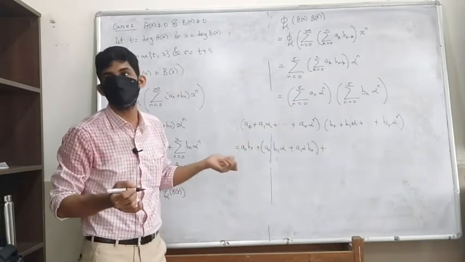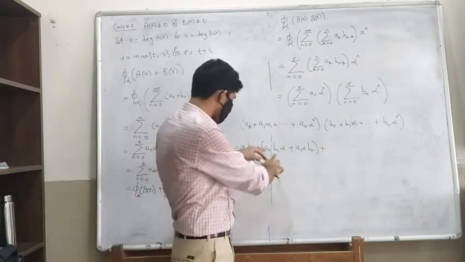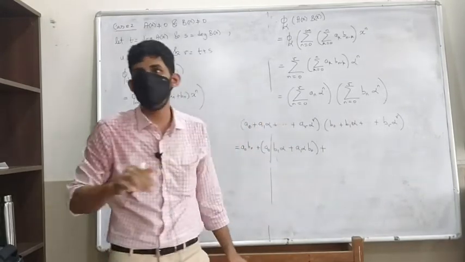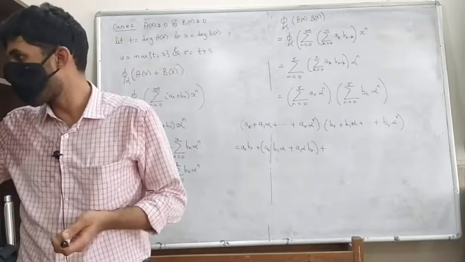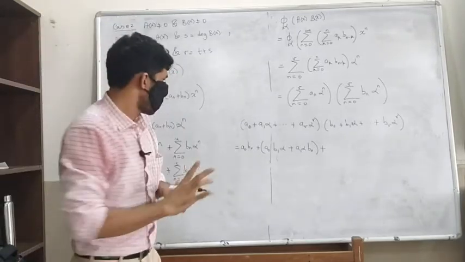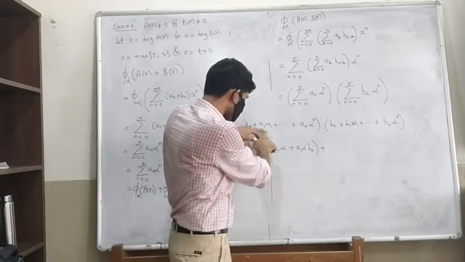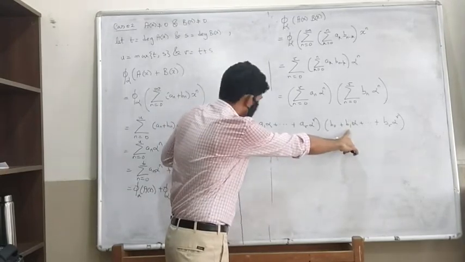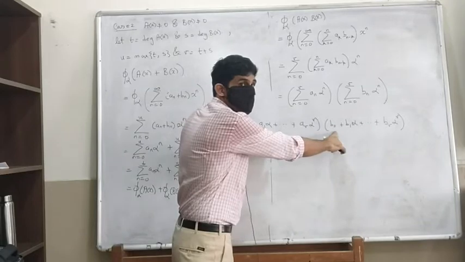I'm just using distributivity. How do you get this? I'm looking at the alpha terms, the terms which have just a single alpha appearing in it. So what will that be? Here you can see a0 b1 alpha, that's the only one, and a1 alpha b0.